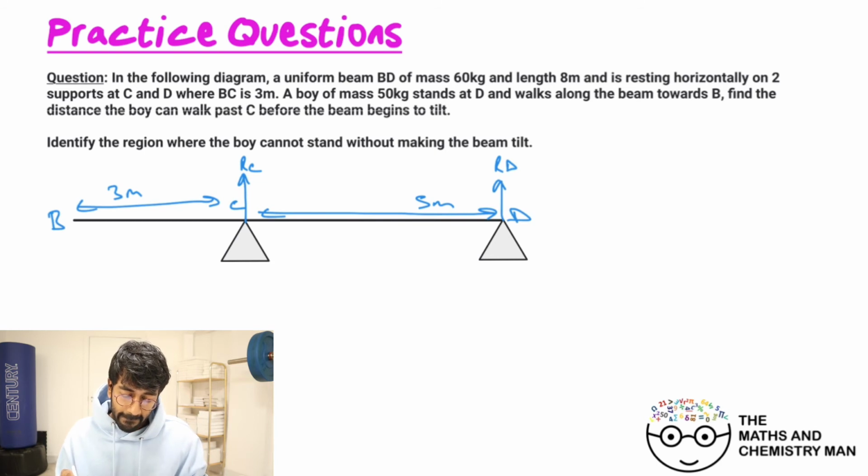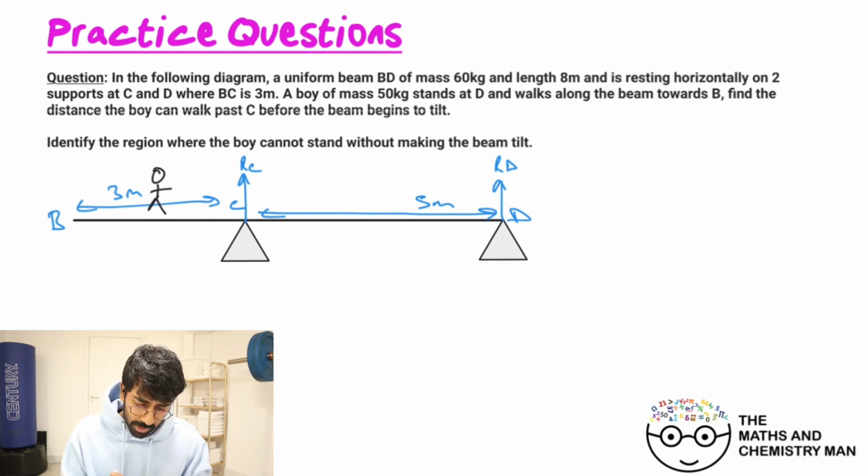And we've got a boy of mass 50 kgs, who stands at D, so he's standing here to begin with, and walks along the beam towards B. Okay, so he's walking that way. And what we've got to do is find the distance the boy can walk past C before the beam begins to tilt. So here's what I'm thinking. I'm thinking the boy needs to be around here somewhere before this starts to tilt, right? Because if he gets to about here and he's reasonably heavy, this part's going to start to lift up, because it's going to start to tilt downwards on this end.